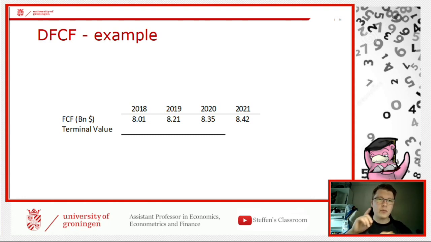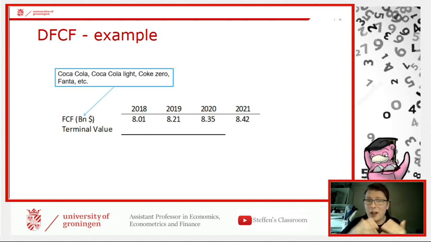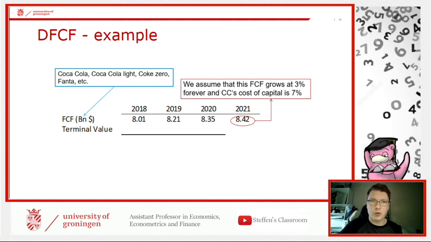So we have here free cash flows for 18, 19, 20, 21. And indeed, we can then use that to calculate a terminal value, a complete value of all these products. This looks very much like what you're doing in the assignment. I'm not hiding it anymore. You're going to do something exactly like this, though you're only doing one cash flow. You have an assumption here that the free cash flow would grow at 3% forever, and the cost of capital is 7%. That can be calculated by simply a growing perpetuity from 2021 and onwards.